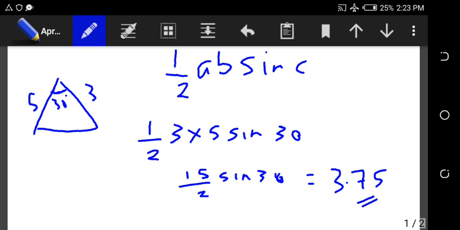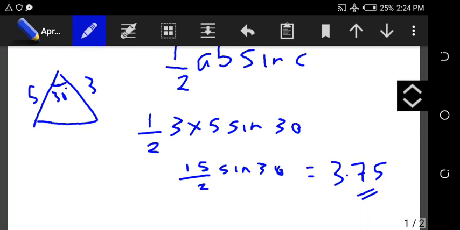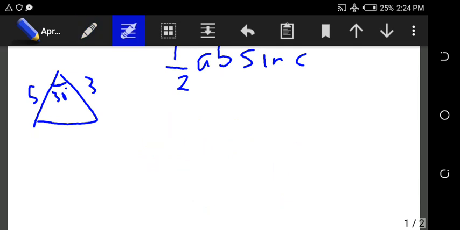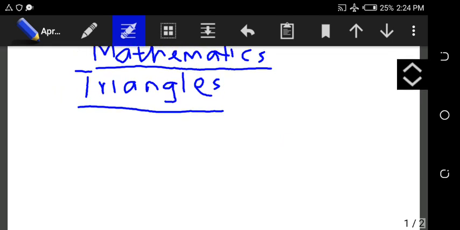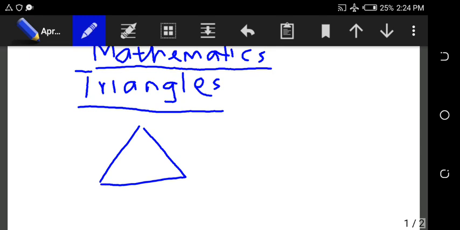Alright, now let's look at another variation. What happens when the triangle has all three sides given with no included angle? What happens? Let me make a drawing. Now let me say that I have a triangle here, and it has the values, let's say 5, 7 and 6.